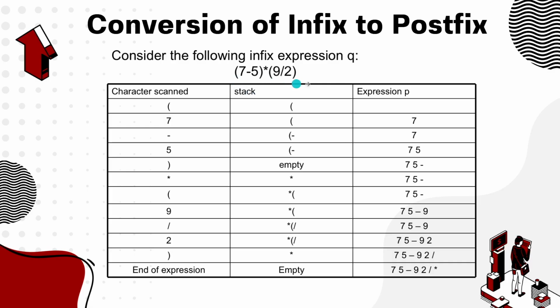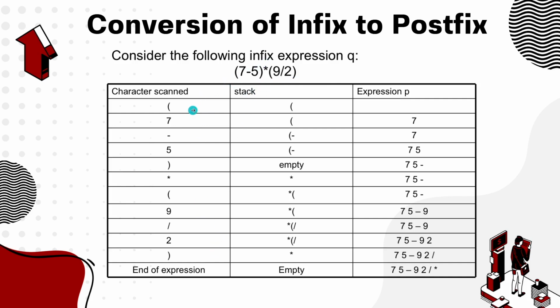I have one more example for us to better understand the infix to postfix conversion. Here the expression is very simple. We have 7 minus 5 star 9 slash 2. So, this is the order in which we are going to scan the input, that is, we are scanning the input from left to right.